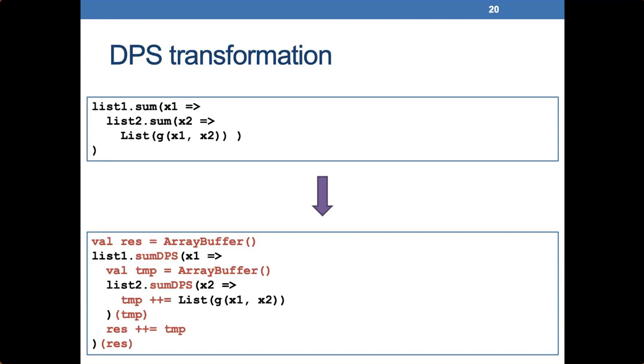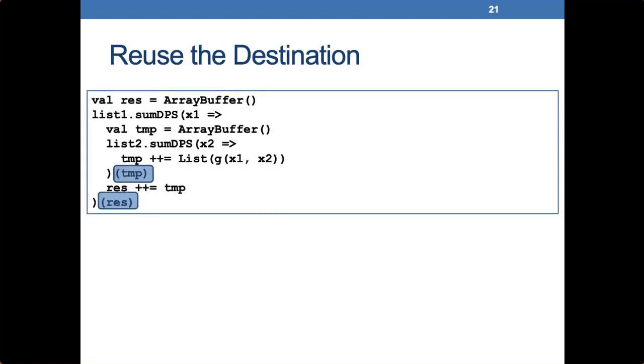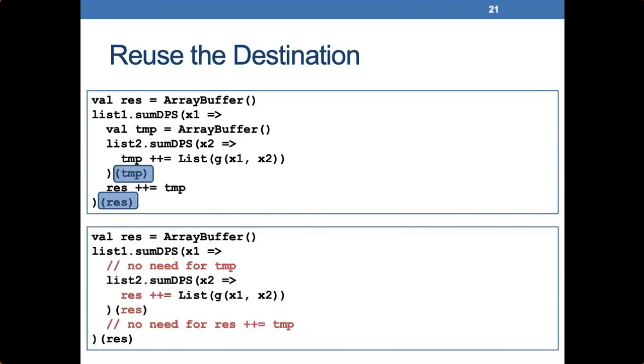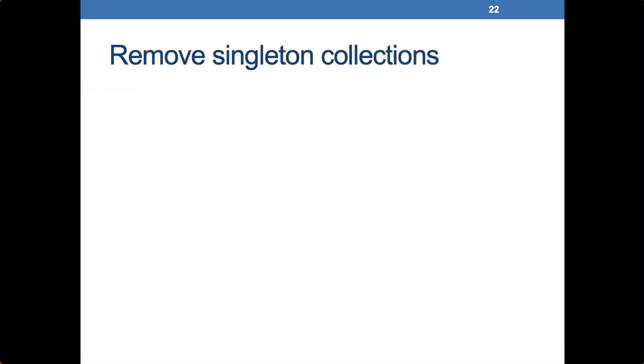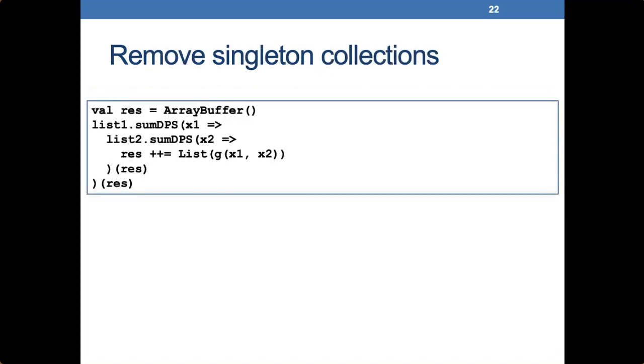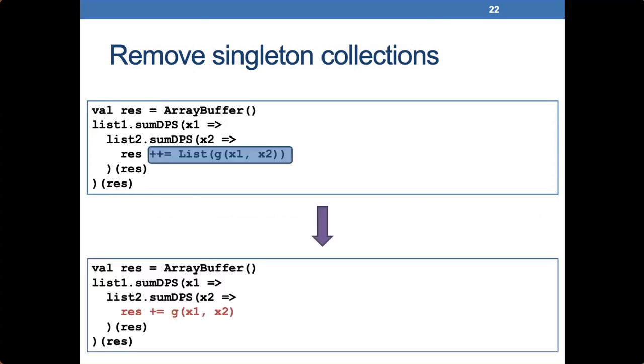So in our running example, this nested summation is going to be translated into the following code. Note that during the DPS translation, we are going to introduce an intermediate temporary destination. However, we can now reuse this temporary destination, and by reusing that, we can completely get rid of the unnecessary intermediate collection. Apart from that, we are also introducing a singleton collection which can be removed. By removing that, we reach the following program which has no intermediate collection.